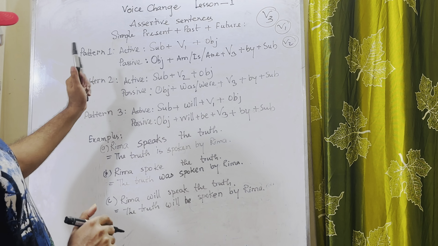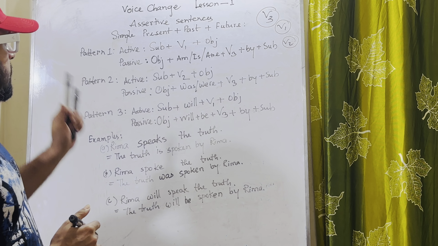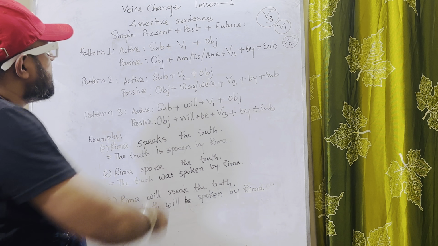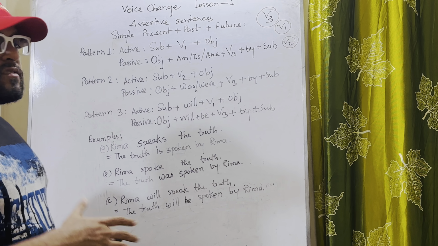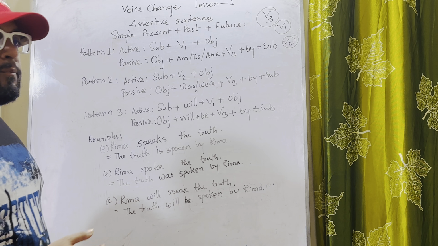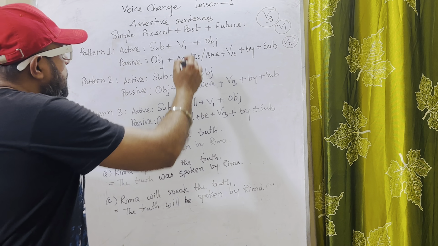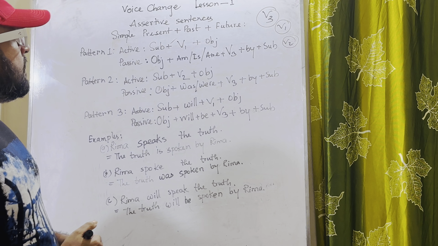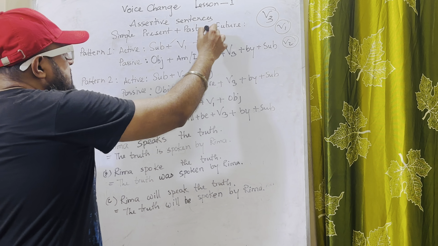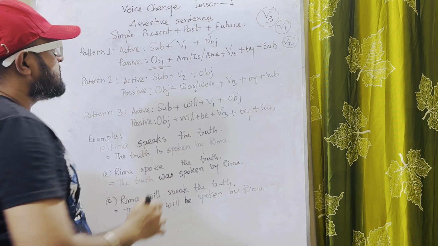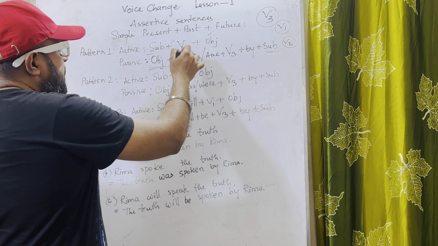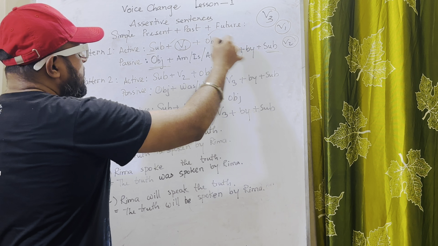So take a look at pattern 1. First we are going to discuss the active sentence pattern. We know assertive sentences start with the subject, that is a noun or a pronoun, followed by a verb and an object. So here the verb is in the present form. Whenever you are going to change it into passive form, the first thing is the object will come at the subject position and the subject will go at the object position, and the verb V1 will turn into V3 form.